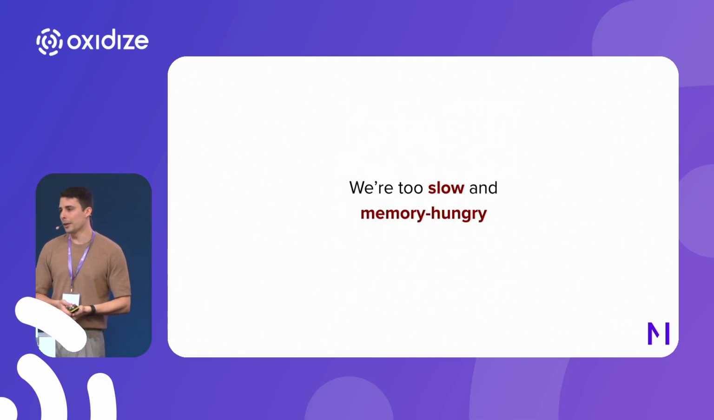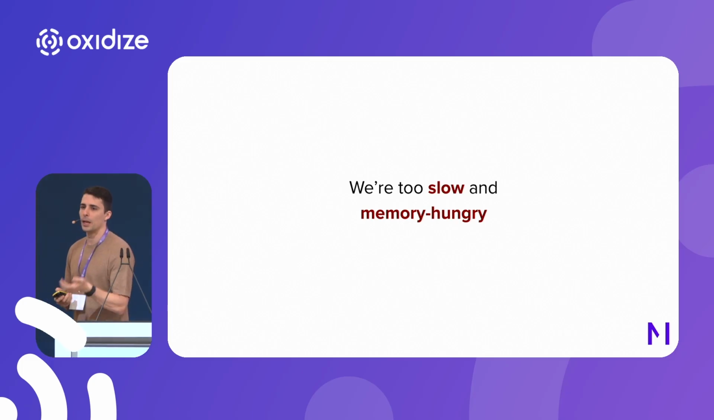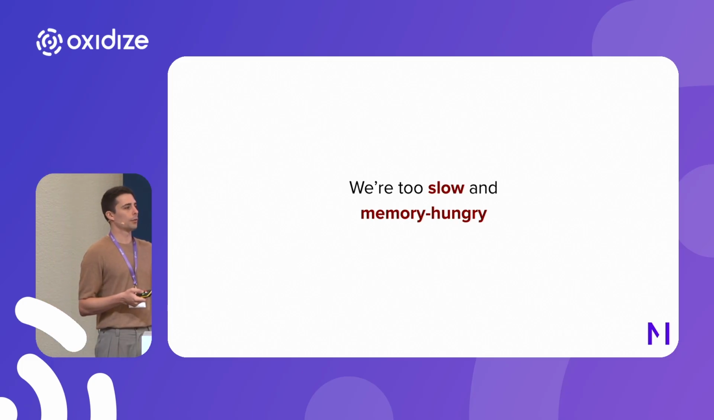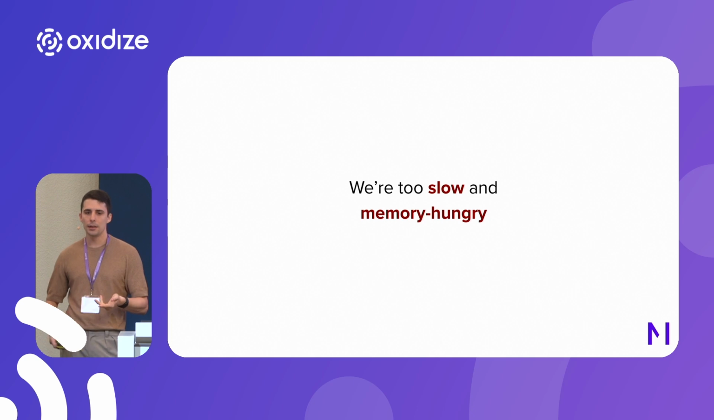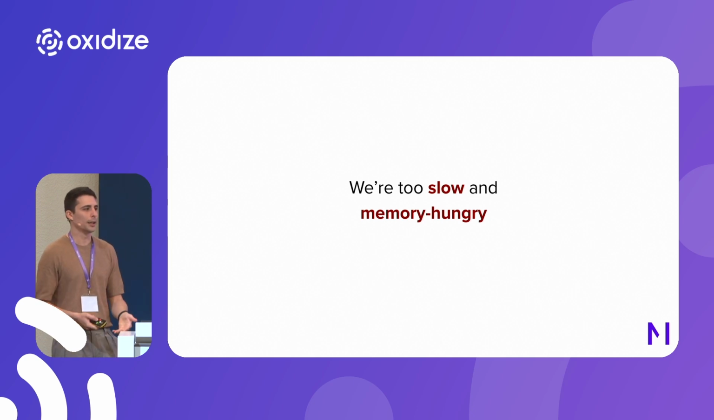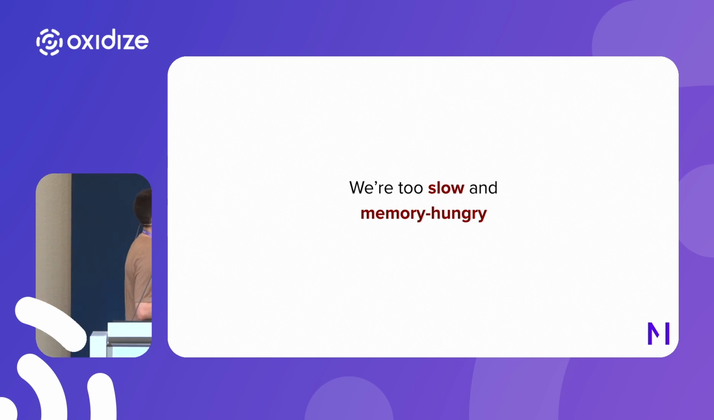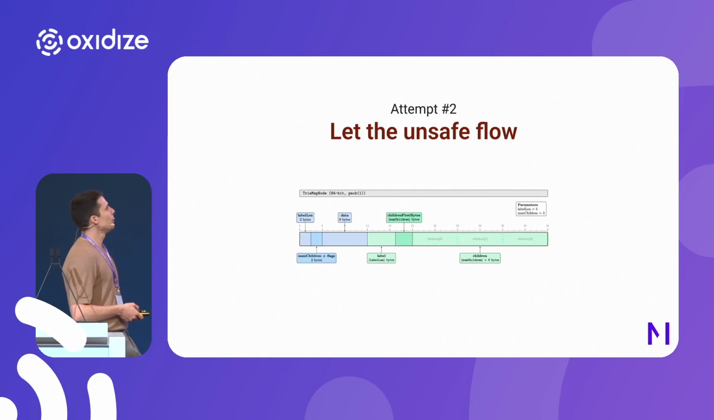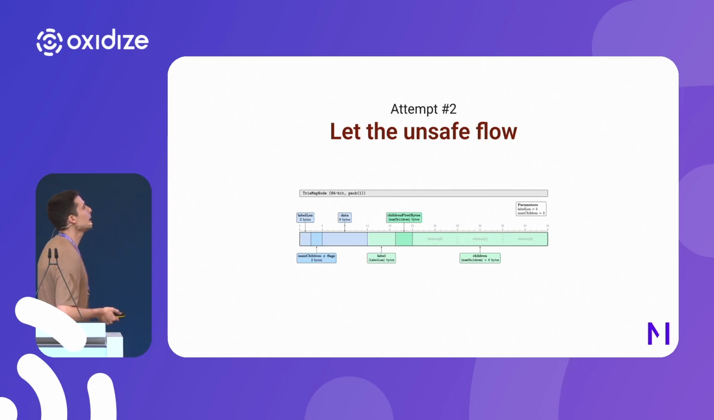Which means that we are too slow and also too memory hungry. Every time you have something like a Box or a Vec, you have metadata. You're tracking capacity, you're tracking length. All these things do add up to roughly twice as much memory usage, which is not good enough. So we're going to do a different version, and this will let the unsafe flow.